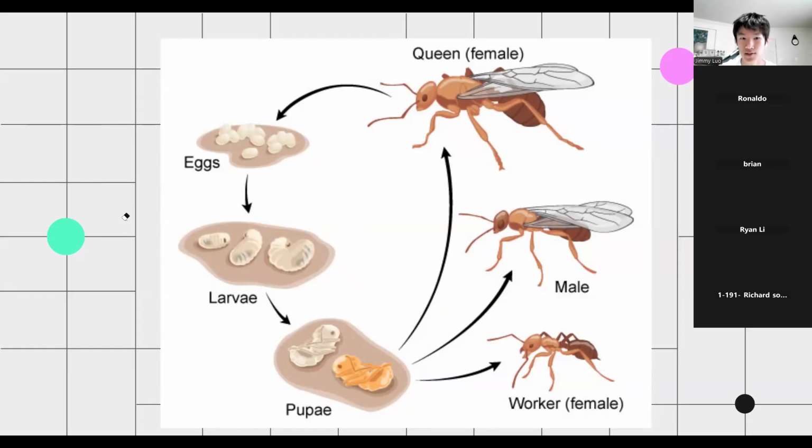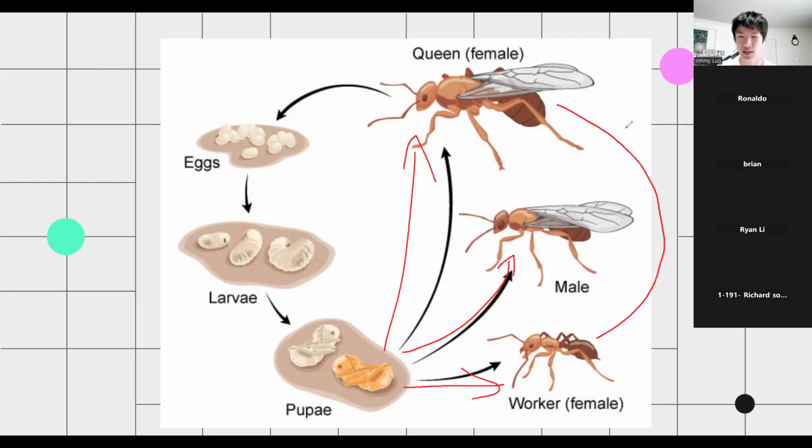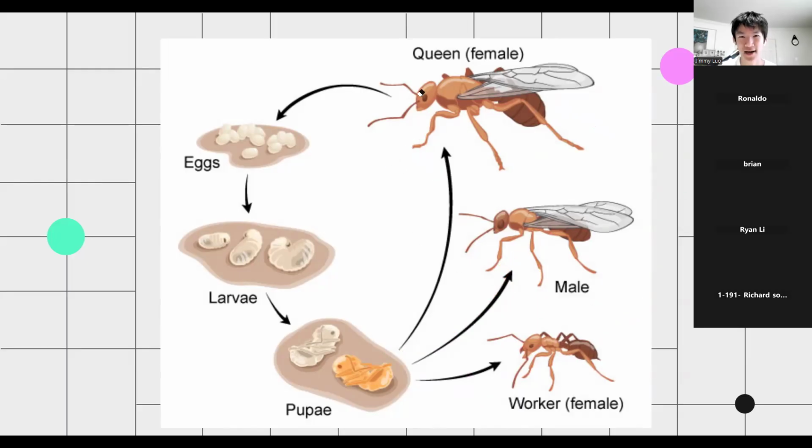Okay, so when the pupa emerges, it can turn into three types of ants. It could turn into a male ant, a worker, or a queen. And the workers and the queens are females. The reason why they're females is usually about genetics, which is a really complicated topic, so we won't go that deep. But just know that ants can turn into three types: queens, males, and workers. So that's pretty neat.